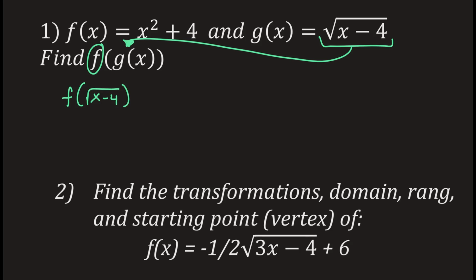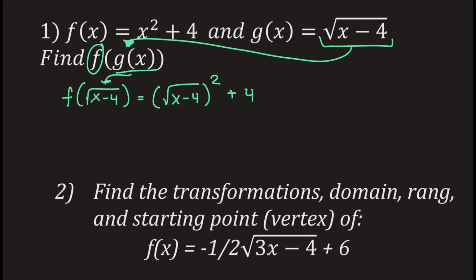In 4x, wherever we see an x, we're instead writing the square root of x minus 4. So this is what should have been written here. We're replacing g of x with the square root of x minus 4.